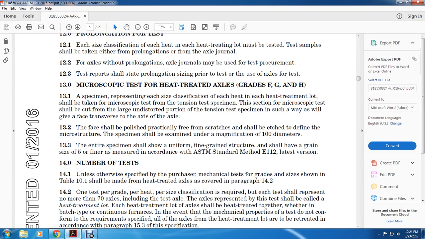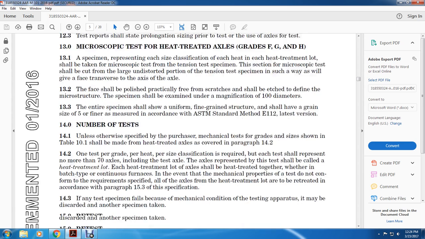The entire specimen shall show a uniform final grade structure and shall have a grain size of 5 or finer, measured according to the ASTM standard method E112, latest version.